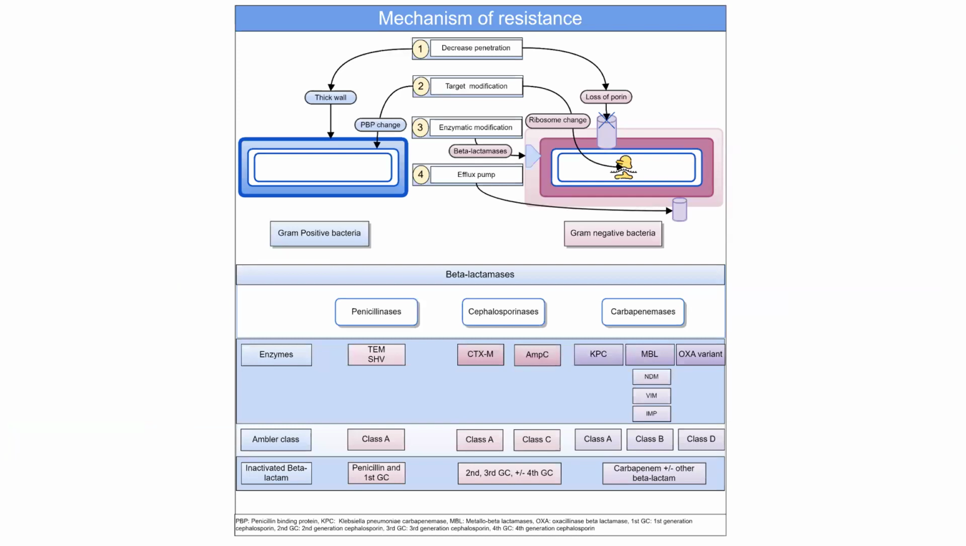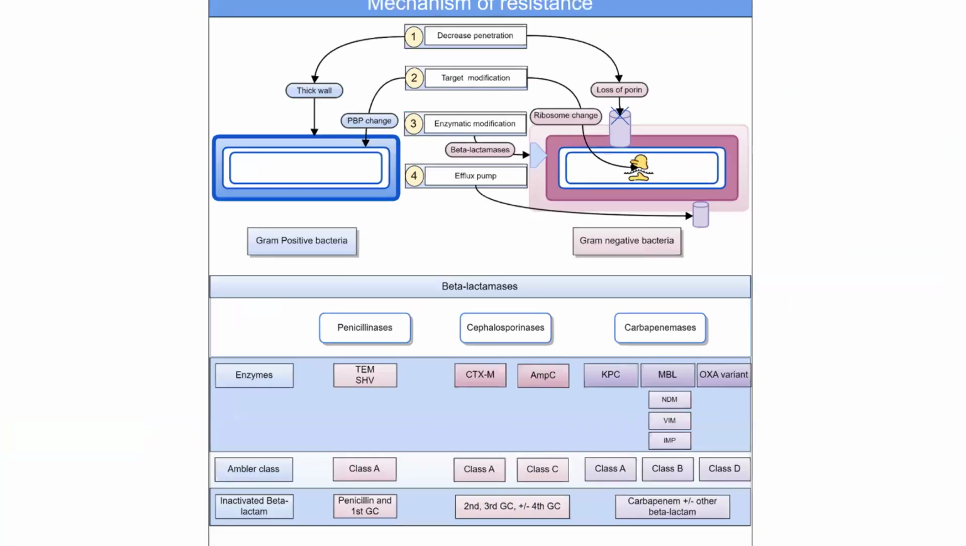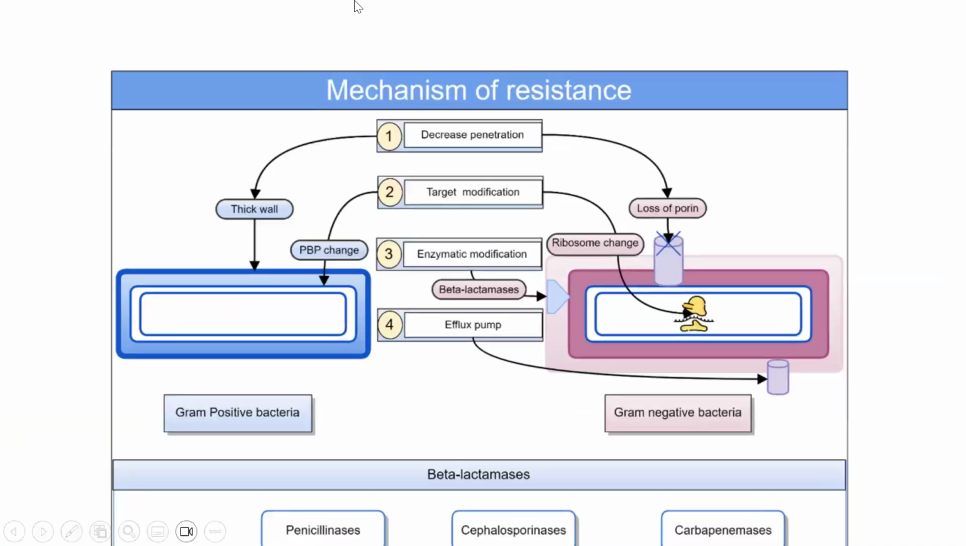We can summarize the mechanism of resistance in one page. For gram-positive bacteria, there is decreased penetration through the thickening of the cell wall, and target site modification through the penicillin-binding protein change. While the gram-negative bacteria decrease penetration through the loss of porins, with target site modification through ribosomal changes, enzymatic modification through the beta-lactamases, and the efflux pump.